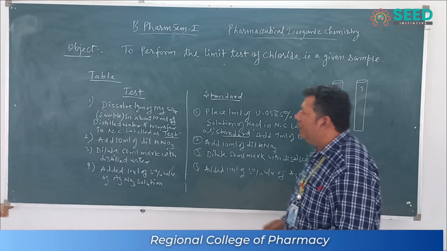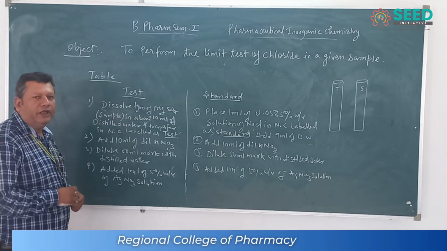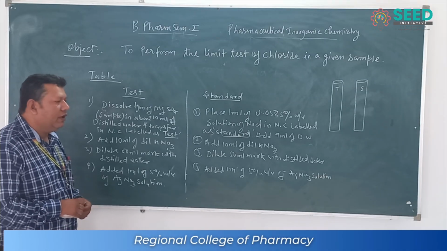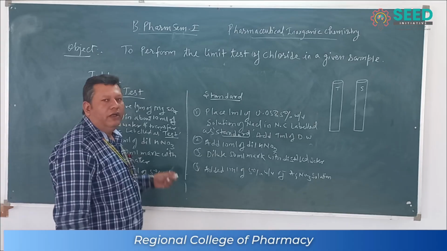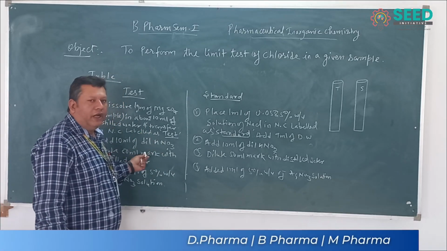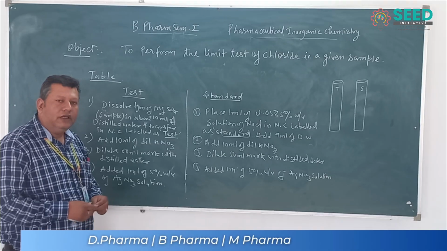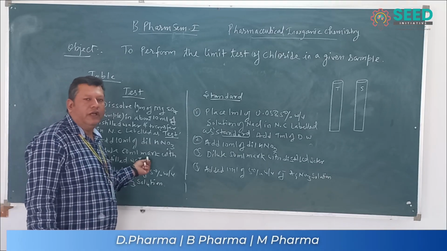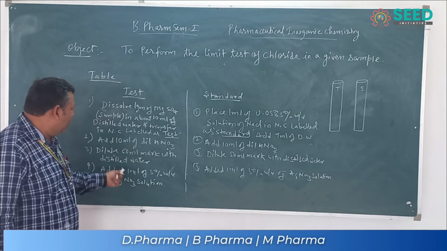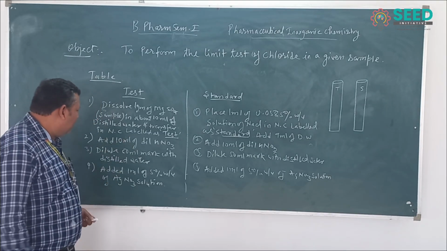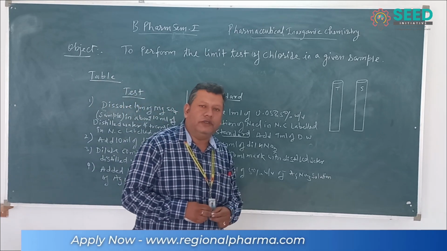For the test, first we dissolve 1 gram of magnesium sulfate in about 10 ml of distilled water in the Nessler cylinder and label it as test. Second, we take 10 ml of dilute nitric acid in this Nessler cylinder, and third, we dilute with distilled water up to the 50 ml mark of this Nessler cylinder. And lastly, we add the 5% weight by volume silver nitrate solution.